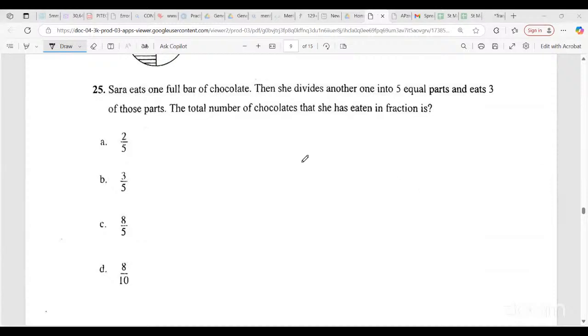So it says Sarah, or Sarah. I don't know how you guys pronounce it. Sarah eats 1 full bar of chocolate. Then she divides another one into 5 equal parts and eats 3 of those parts. The total number of chocolates that she has eaten in fraction is A, 2/5, B, 3/5, C, 8/5. I want you guys to look at it very carefully. Don't just run to any conclusion, guys.